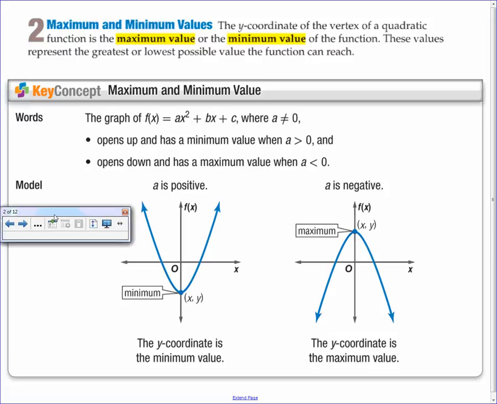Carrying on from where we left off yesterday, some important things: you're going to have either a maximum value or a minimum value depending on whether the parabola opens upwards like this. This would have a minimum value at the vertex, or whether the parabola opens downwards like this. It would have a maximum value at the vertex. So that's what we're looking for, whether it opens upwards or downwards. That'll tell us whether it has a minimum or a maximum.